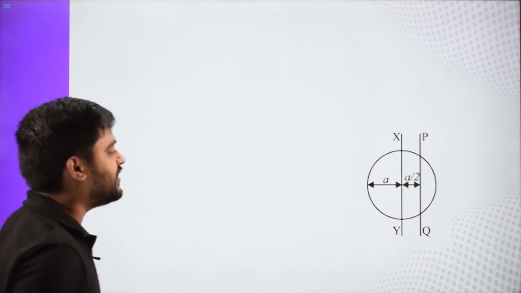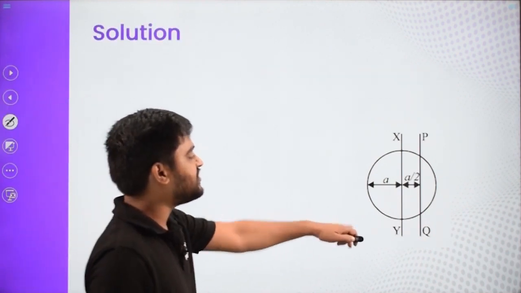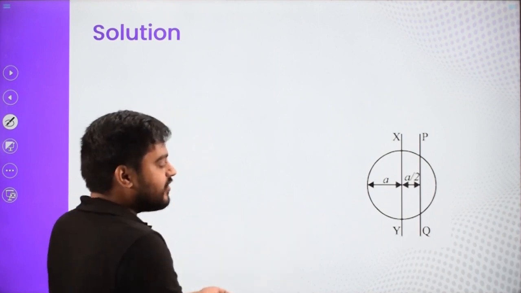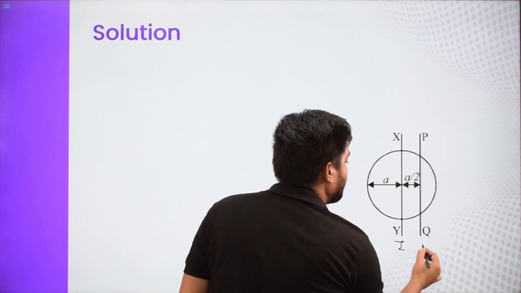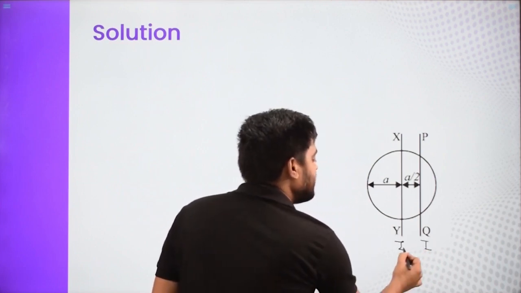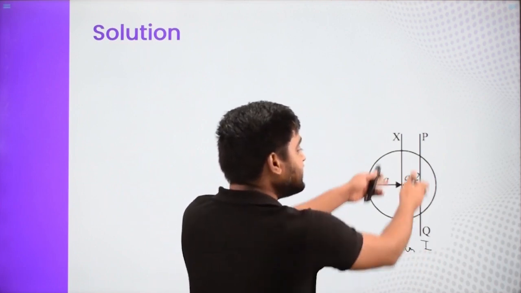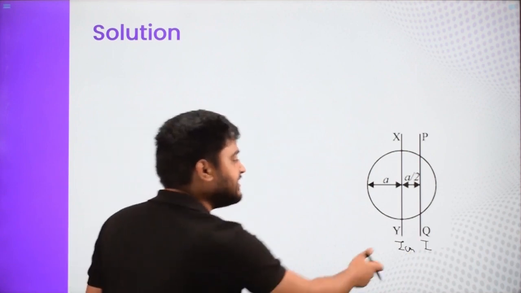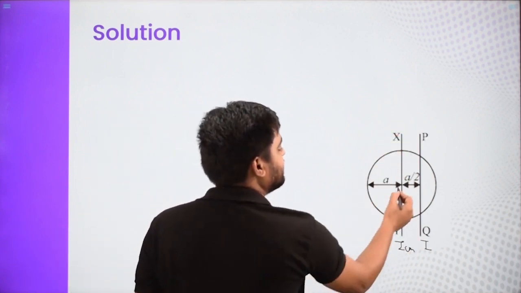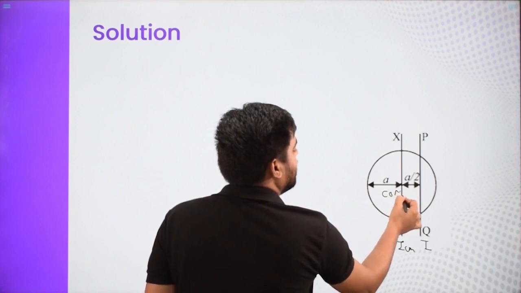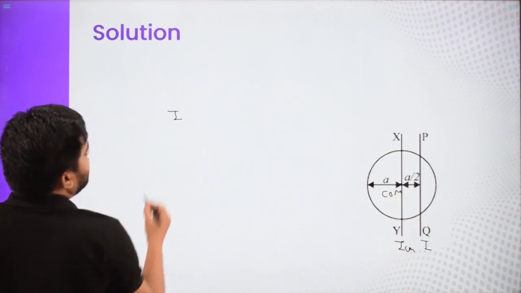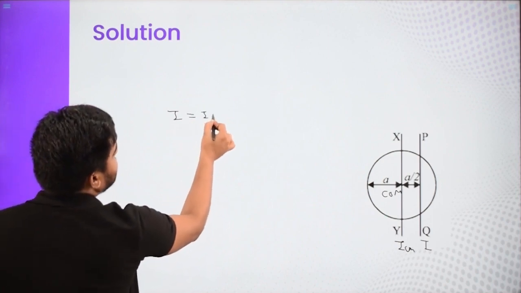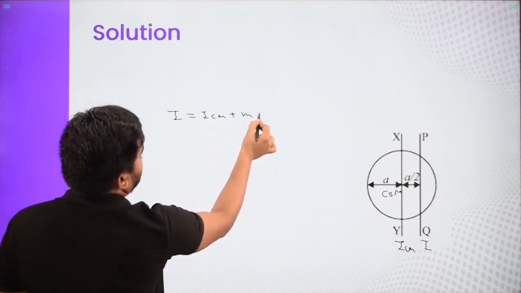So I need to find the moment of inertia of this ring or disc, whatever it is, about this axis, and the moment of inertia about the other axis is given as I. I'll call it ICM, because these two lines are parallel, and this axis is also passing through the center of mass. Just apply the parallel axis theorem: I equals ICM plus MD square.